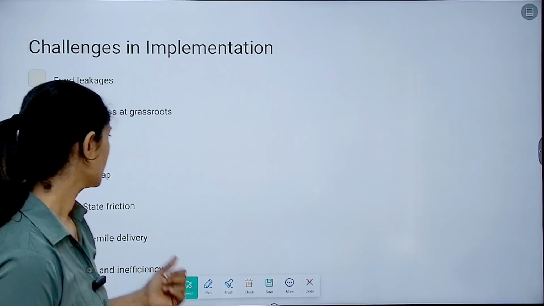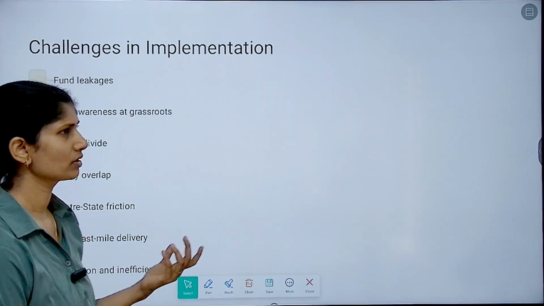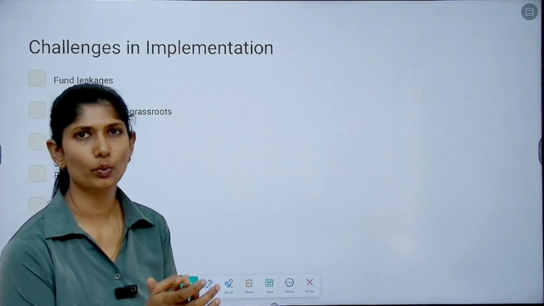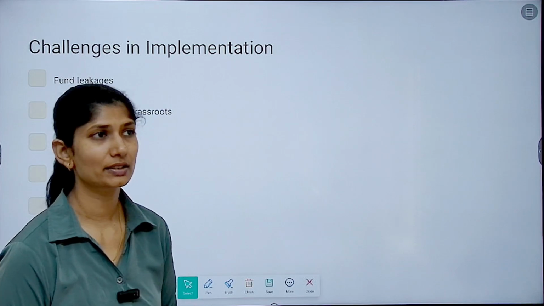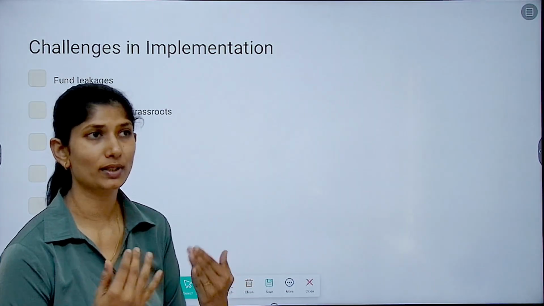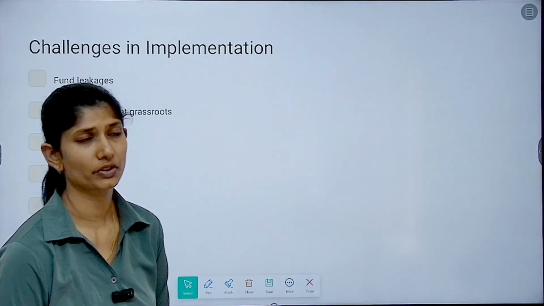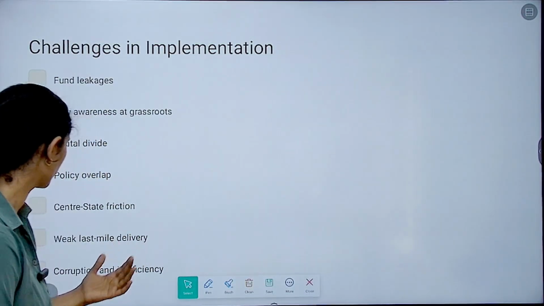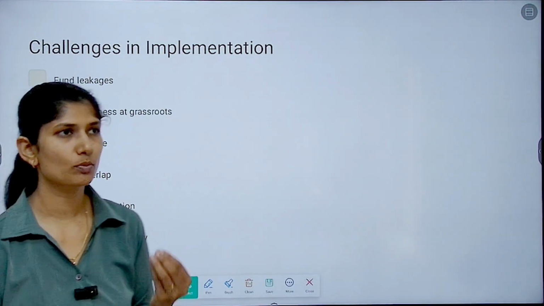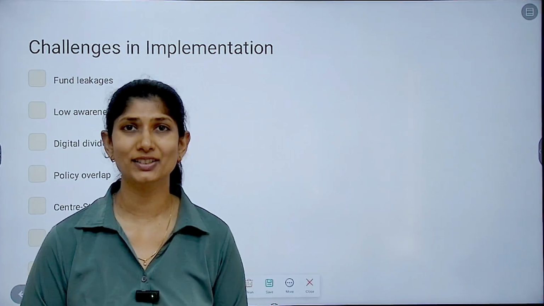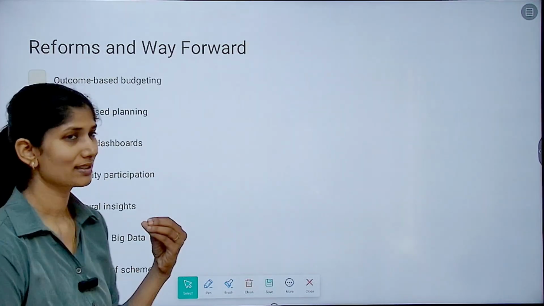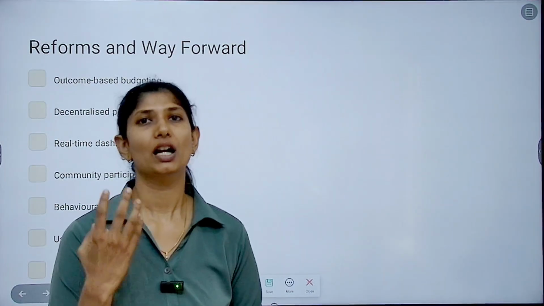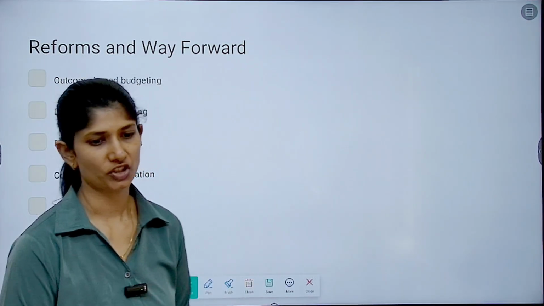Okay. So there is also constant friction between center and states over your schemes. They're centrally sponsored, central sector. States are telling they are imposed the schemes, and they want to decide based on the issues that they are facing. Another thing is last mile delivery of services are yet to be realized. And one last thing that is affecting everything is corruption and inefficiency.